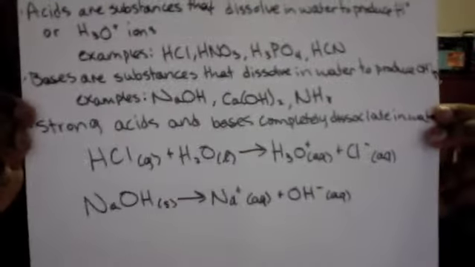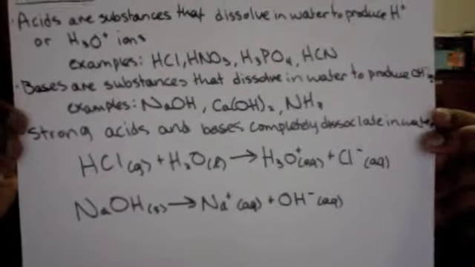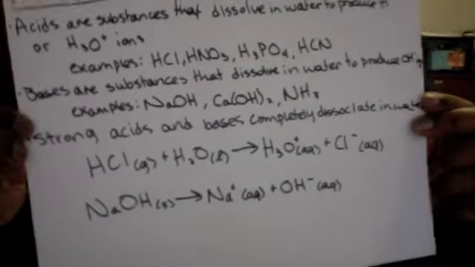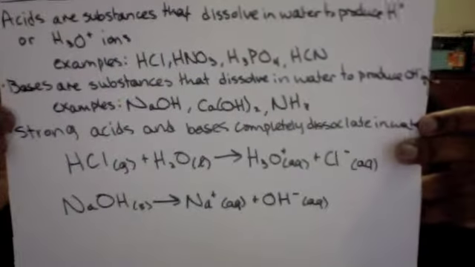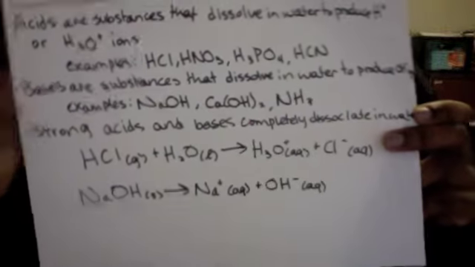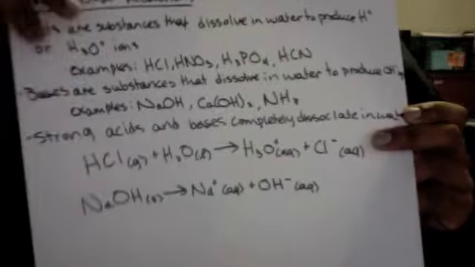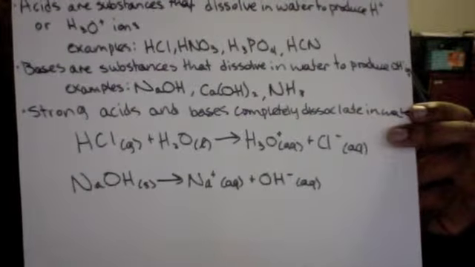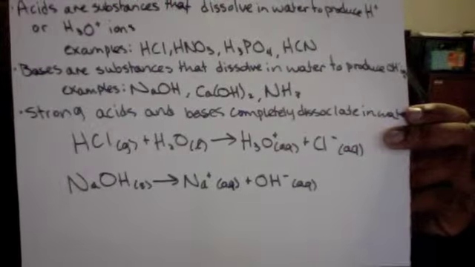Moving on to another type of reaction that you'll commonly encounter in Chemistry 1310, we have acid-base reactions. Acids are substances that dissolve in water to produce hydrogen or H3O plus ions. Examples, we have HCl, HNO3, H3PO4, and HCN.